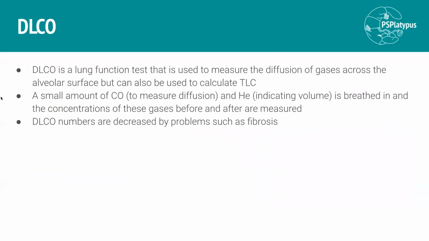All right, DLCO, it's another lung function test. This time we're looking at alveolar function. So what's the function of the alveoli for diffusion of oxygen and carbon dioxide across the membrane? The way it's done is sort of complicated. I don't think you really need to know it much. You're sort of just told if it's decreased or if it's normal.